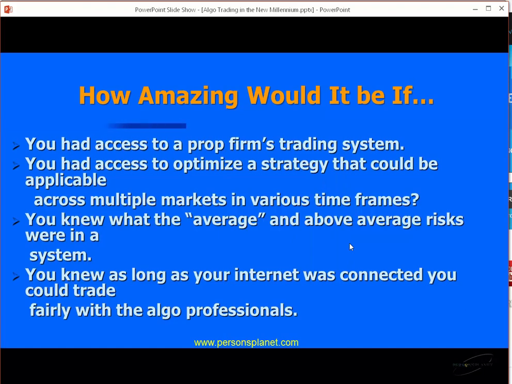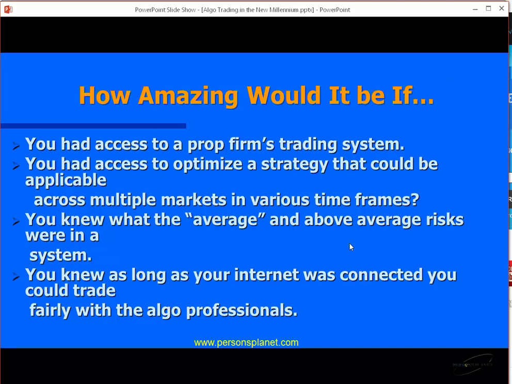But really, if you think about it, how amazing would it be if you had access to a prop firm's trading system where you didn't have to hire a PhD, someone to code it, and say, you know what, I want not a fighting chance, but I want better than a 50-50 chance at beating the markets. I want to be able to optimize my system so it's applicable across multiple markets in various time frames. I want to take a 5-minute system. I want to take a 20-minute system. I want to take a 60-minute system. I want to trade Apple. I want to trade E-mini S&Ps. I want to trade bonds. I want to trade them on a 15-minute basis.